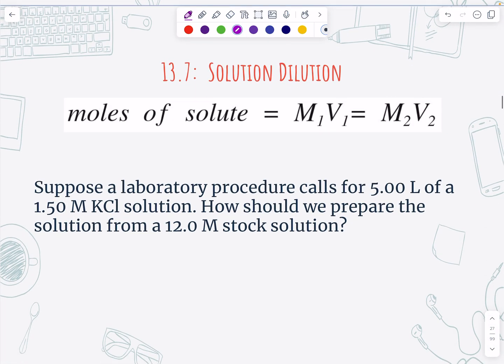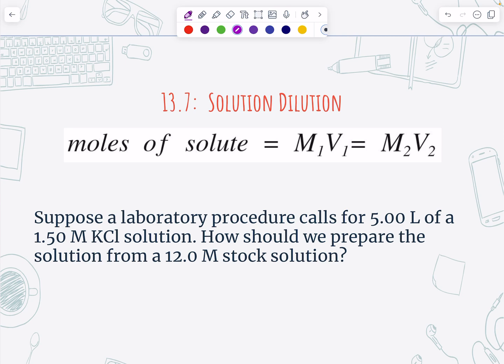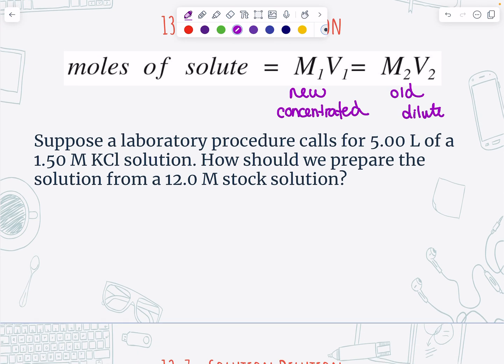And the formula that we use for figuring out how much solute I want to take out is M1V1 equals M2V2. So you can think of it just like we did with the gas laws, that M1V1 would be like new conditions and M2V2 will be old conditions, or vice versa. Or we can think of this side as being concentrated and this side being the more dilute. It doesn't matter, you just need to make sure that the dilute are on one side and the concentrated are on the other side.